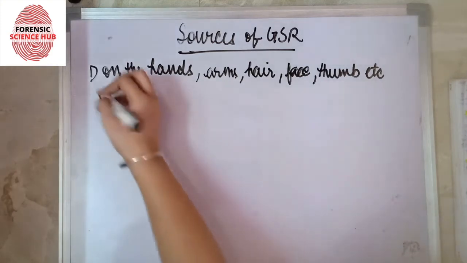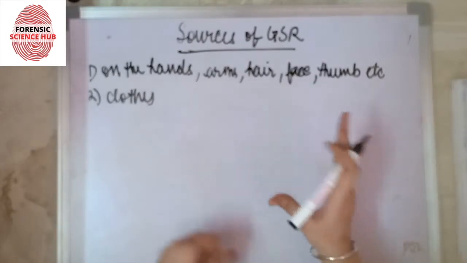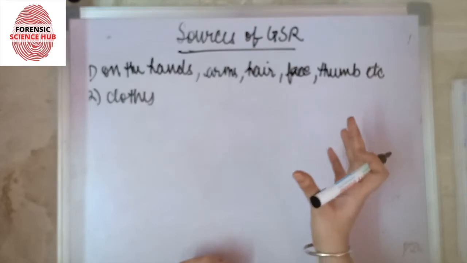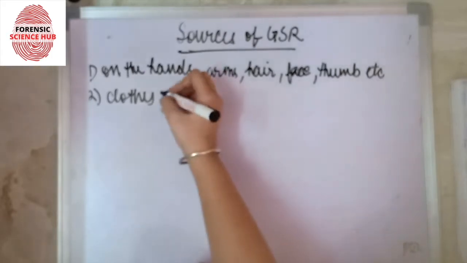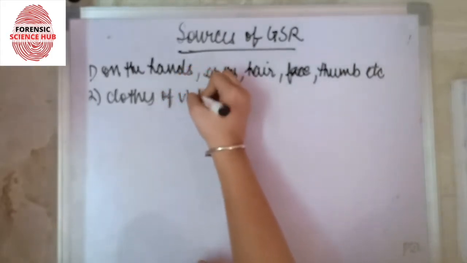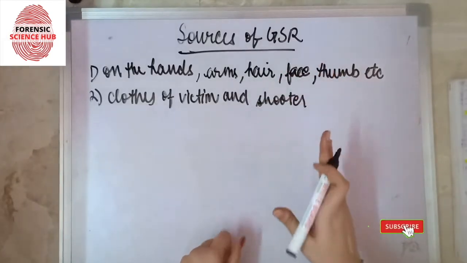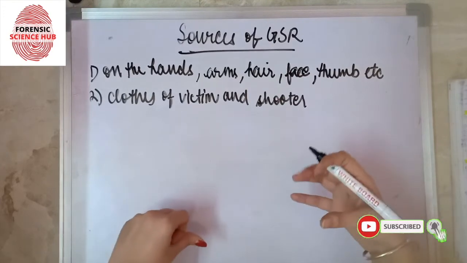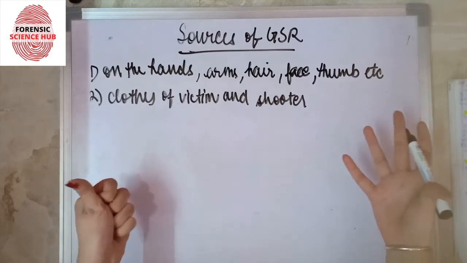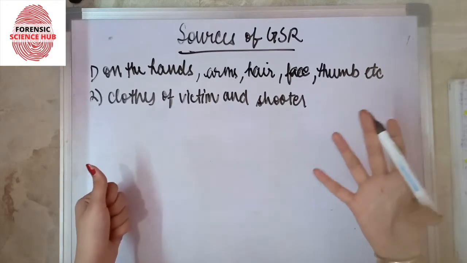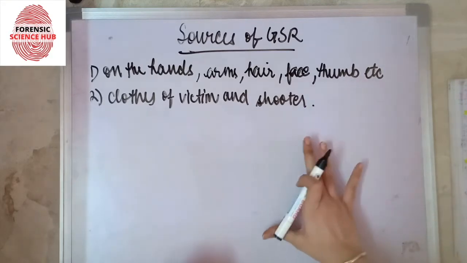Now second comes clothes. They can be found on the clothes of the victim, if the victim is a human, because the bullet would strike into the body of the victim and a hole will be formed, and around that hole we can find the GSR. So clothes of victim and also of the shooter. At the time of firing, there is a possibility that the GSR fell out on the clothes of the shooter, or also it's possible that the shooter might have touched his clothes after shooting, so they could have transferred from the hands of the shooter onto the clothes.